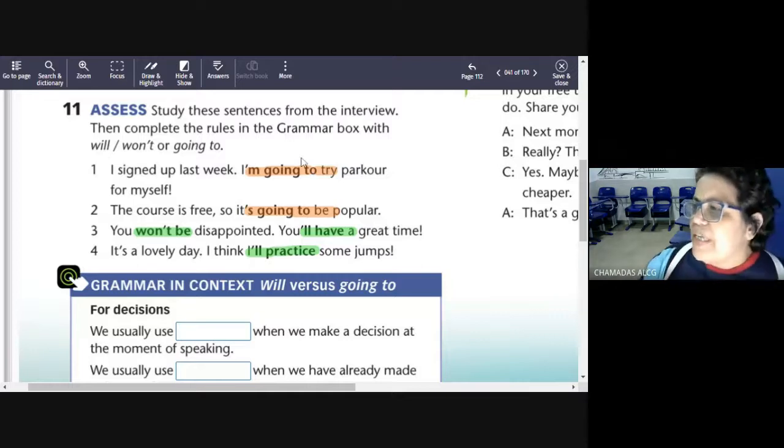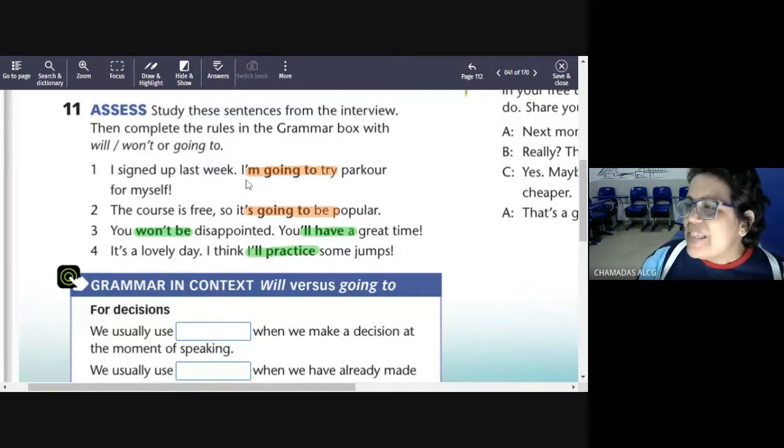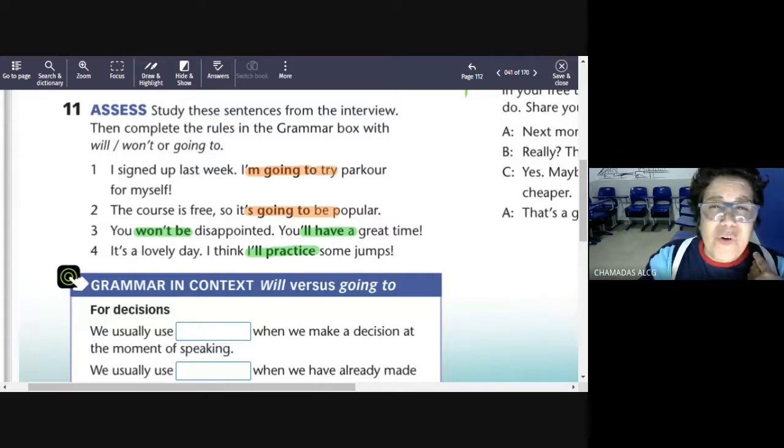Guys, if you see here, look, I signed up last week, so I'm going to try parkour for myself. When I say I'm going to do something, I've already made my decision before. It's something already planned, okay? Like here, look, I signed up last week, so everything is all set, okay? Here, the course is free, so it's going to be popular.